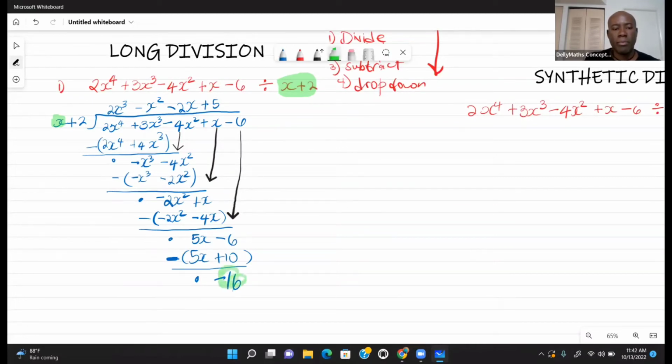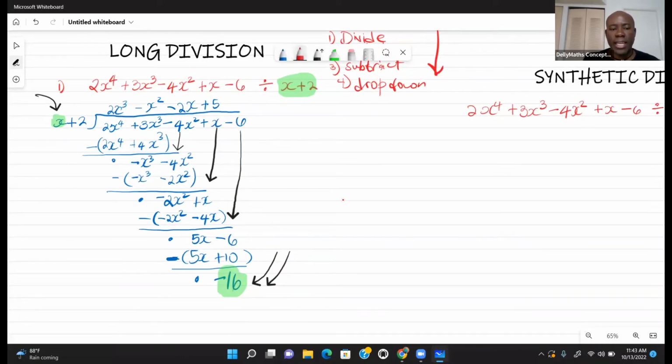Whenever this term has a lower degree of x, and you can see there's no x here, and the divisor is x to the 1, that means we're at the end of the row. The moment the degree of the divisor is greater than the degree of whatever we have down here, we have to stop. This is the remainder.